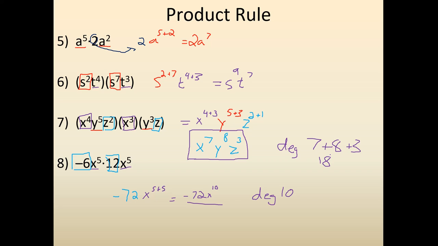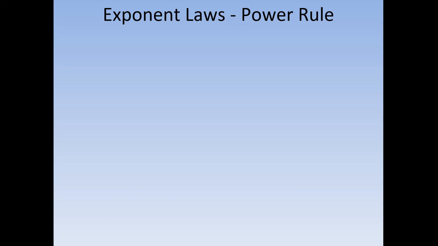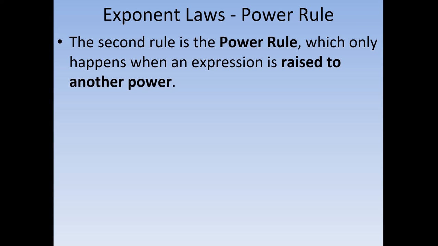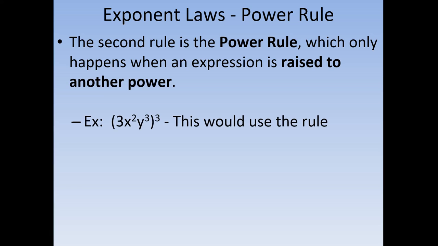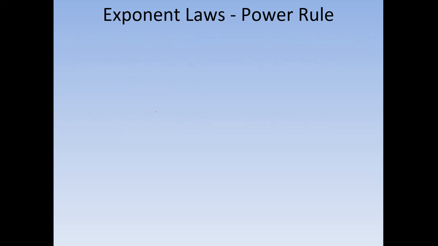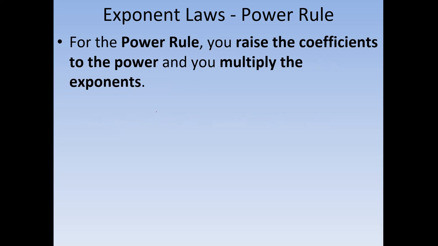All right. So there's two more laws that we're going to go through, and hopefully we can get through this quickly. So the next law is the power rule. The power rule basically occurs when we have an expression that's raised to some power. So this would be an example of something that would use the rule. We have 3x squared, y cubed, and all of this is being raised to the third power.